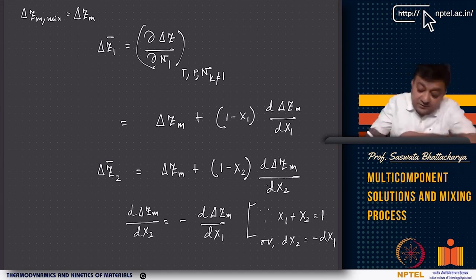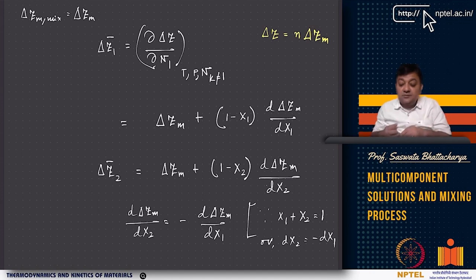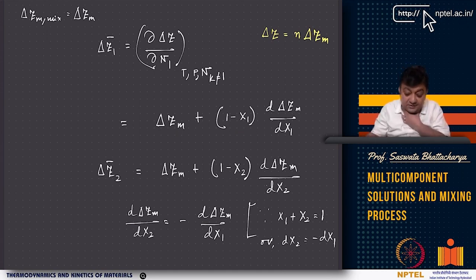It's very important. Otherwise, you can also do it this way: delta Z equals n delta Zm, and then you can carry out the partial derivative where you will use the chain rule. Then basically what you will get, and this is something that I showed in the previous class, is delta Zm plus 1 minus x1 d delta Zm dx1. Now, delta Z2 bar also can be written as delta Zm plus 1 minus x2 d delta Zm dx2, right? So, you can see that d delta Zm dx2 is equal to minus d delta Zm dx1. Why? Because x1 plus x2 equals 1, so dx2 equals minus dx1.